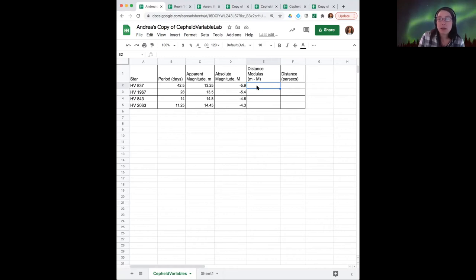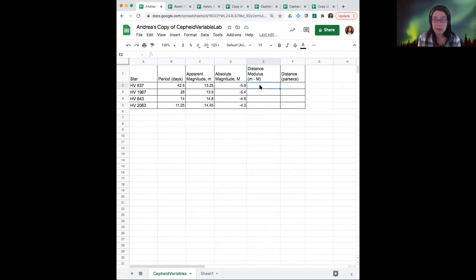And so I want to show you how to calculate the distance modulus and the distance using Google Sheets instead of having to use a calculator and manually enter it in. And hopefully you'll appreciate the reason this is so powerful in just 1 second. So for the distance modulus, I'm looking for the apparent magnitude minus the absolute magnitude.